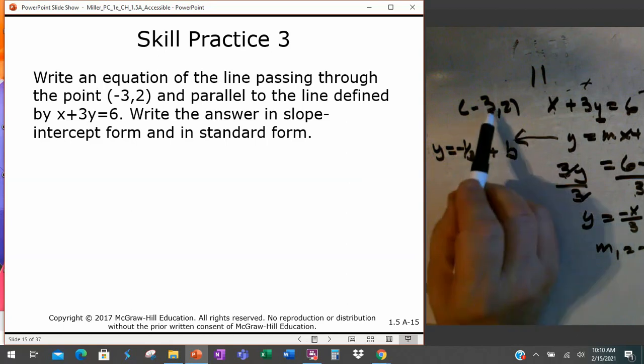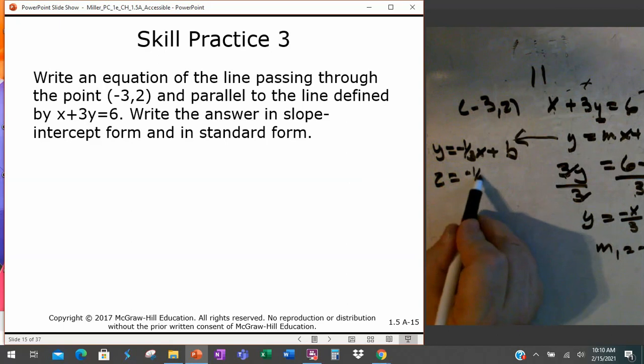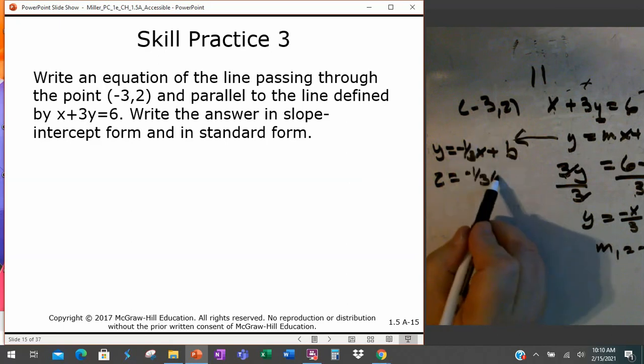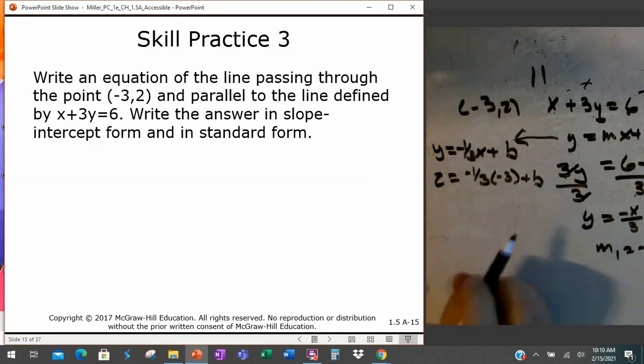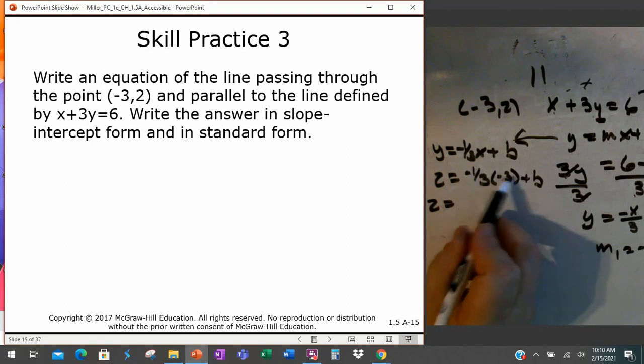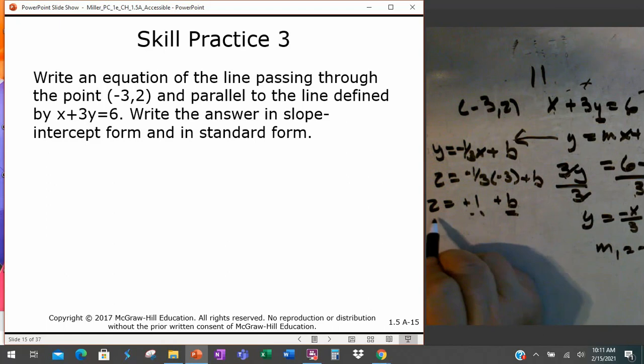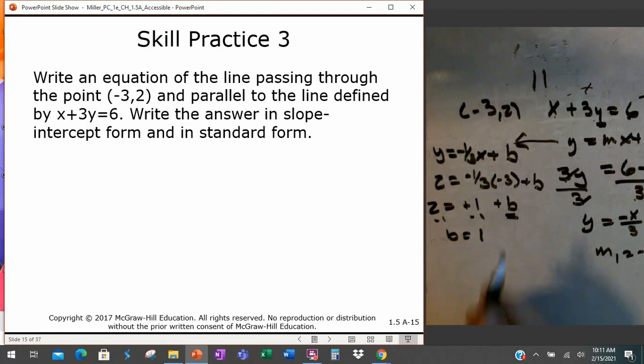Well, that has to satisfy y, the 2. Same thing we did over there that it didn't work. The x is negative 3, plus my b, and then I just saw 2. This is plus 1. The 3's cancel out. That gives you plus 1 plus b. And again, I'm solving for b, so minus 1 minus 1. So my b is equal to 1. And then I just finish that up. y is equal to minus 1/3 times x plus 1.